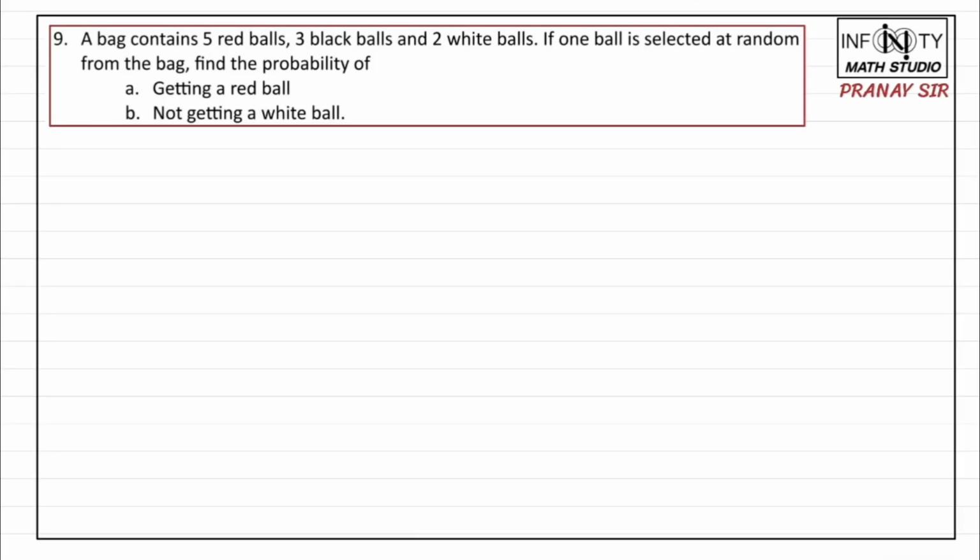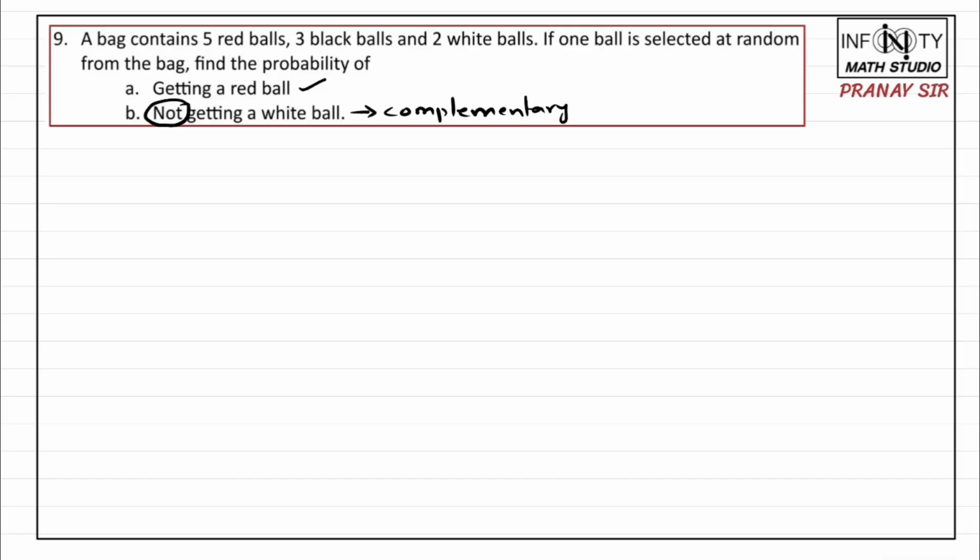That's all. The next question is from probability, that is the 9th question. He is asking us to find the probability of picking a red ball and not a white ball. Here in finding part B, we use complementary events, that I will tell you. Complementary events we will use.